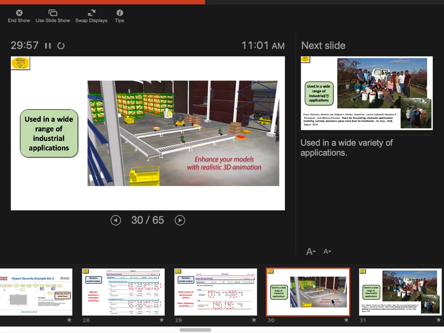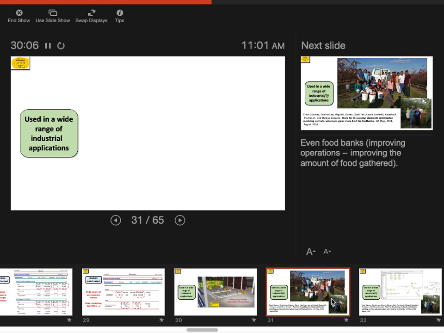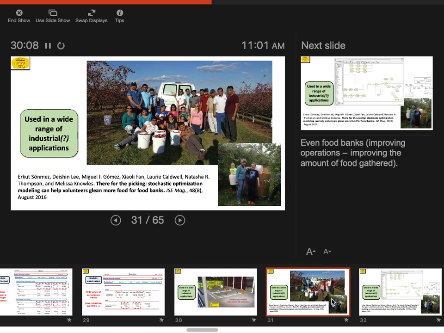It's not just for airports, it can also be for warehouses. So this is another example from a 3D, actually this is Arena 3D again. And then there's even these cases, so this was a paper that came out not that long ago, 2016, where it was highlighting the use of Arena to improve the operations of a food bank.